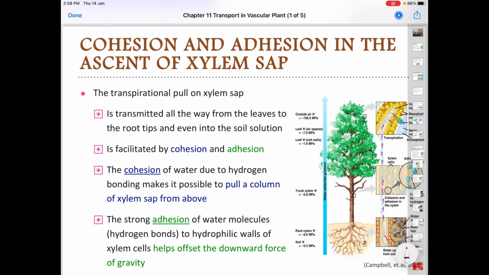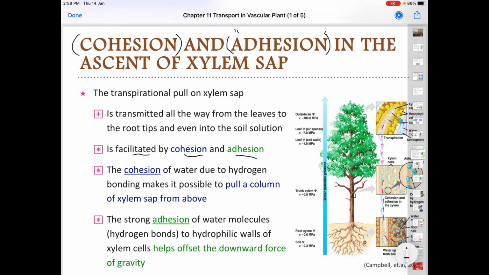So now we go into cohesion and adhesion in the xylem cell. Cohesion refers to the hydrogen bonding, meaning the bonding that already exists between water molecules. But adhesion refers to the bonding between the water molecule and its surroundings, for example, the wall of the xylem. The bonding between the water molecule and the wall of the xylem is called adhesion. The transpirational pull on the xylem sap is transmitted all the way from the leaf to the root tips, even into the soil solution. It is facilitated, or helped, by cohesion and adhesion.